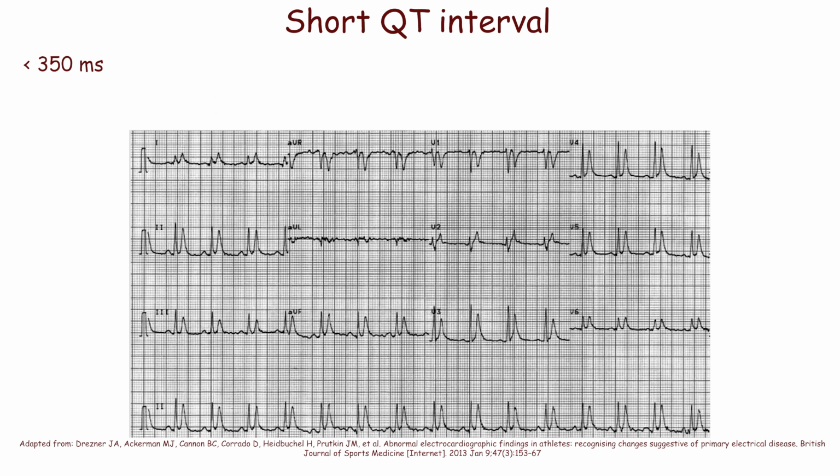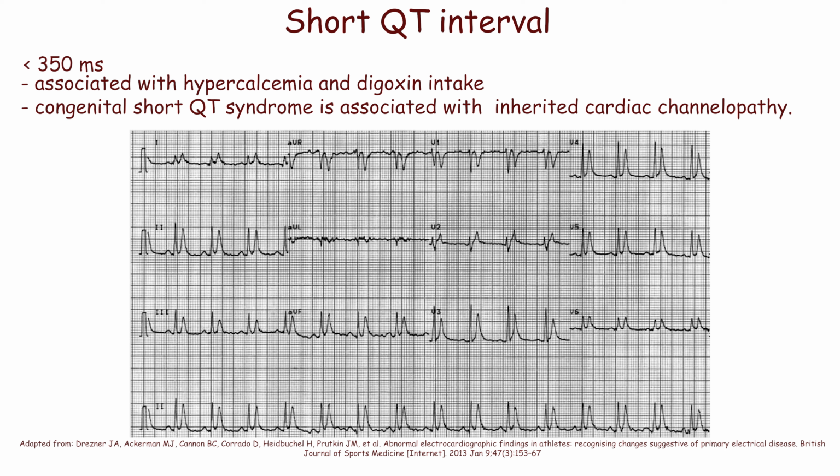Short QTc interval, that is less than 350 milliseconds, may be caused by hypercalcemia and digoxin intake. Congenital short QT syndrome is an inherited cardiac channelopathy associated with sudden cardiac death mainly due to ventricular fibrillation.